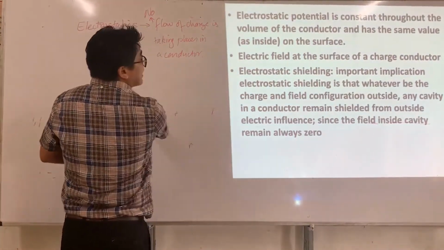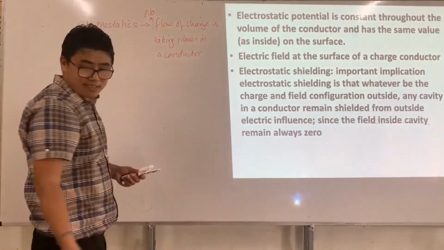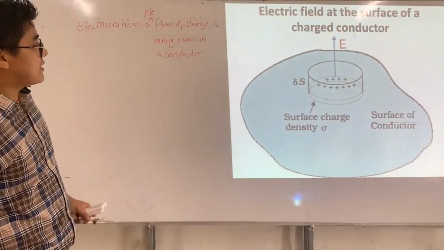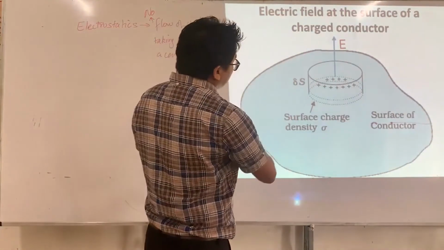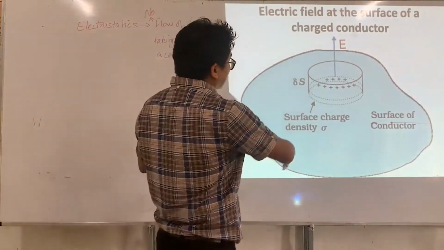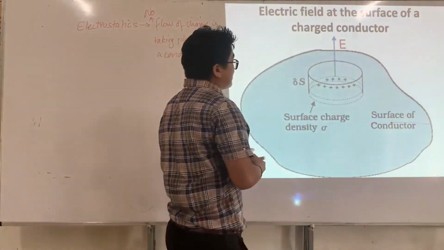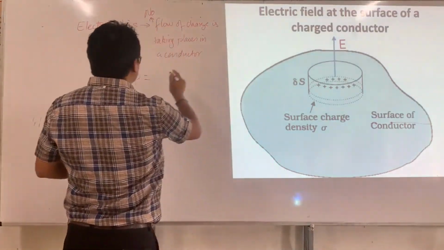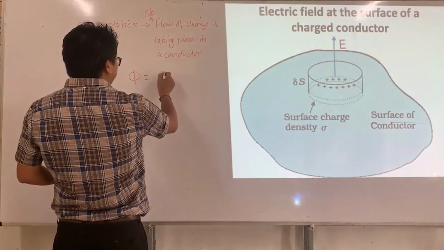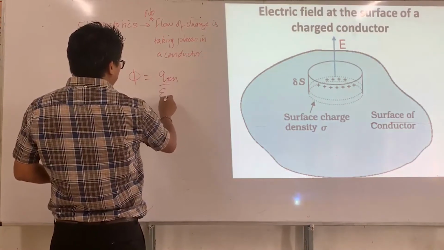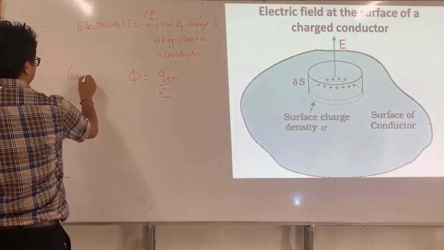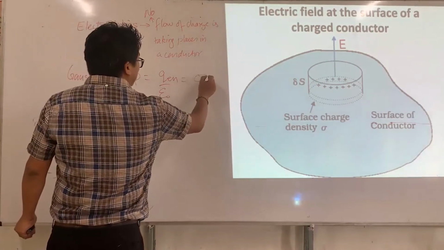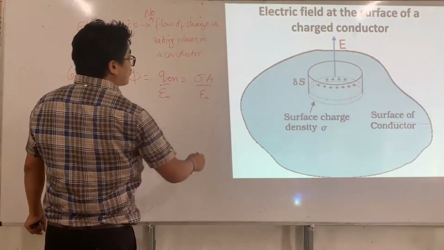Now the fifth point is that the electric field at the charged surface of a conductor is given by this. I take a Gaussian surface, a cylindrical Gaussian surface. What is the total flux through this Gaussian surface? Flux is the enclosed charge using Gauss's law, which is equal to sigma A divided by epsilon naught.